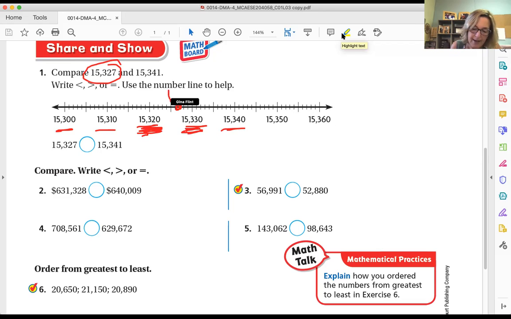So we could write that as 15,327, and then we want 15,341. Here's 15,340, so just be slightly past that. And so now you can see that if the numbers go least to greatest from left to right, that 15,327 is less than 15,381.